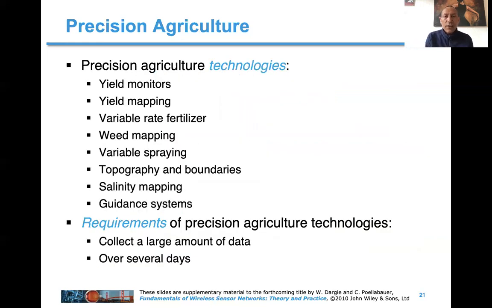As I said, precision agriculture involves lots of highly detailed and mechanized tasks, including monitoring yield, mapping yield, that means what type of product do I get, where, with what quality. Again, application of fertilizer is not uniform, because at micro level, the quality of the soil, the quality of the climate, the quality of the weather is quite different. So here, variable rate fertilizer should be used. Again, weed mapping, estimating the amount of weed we have to deal with, and so on. For all these purposes, sensor networks are quite ideal.